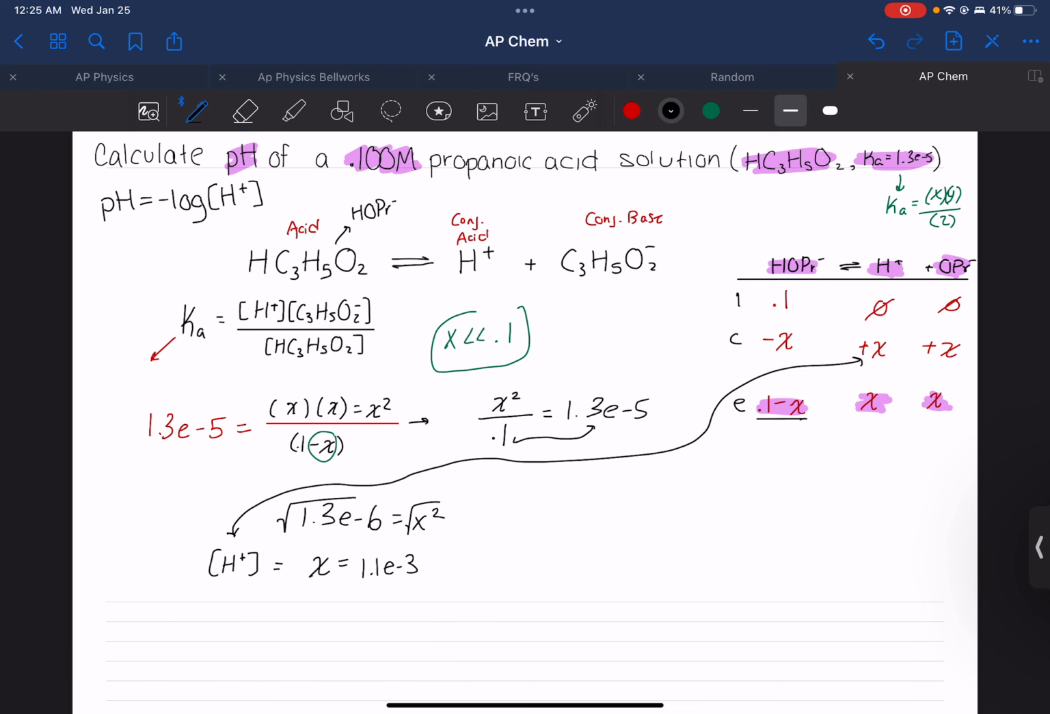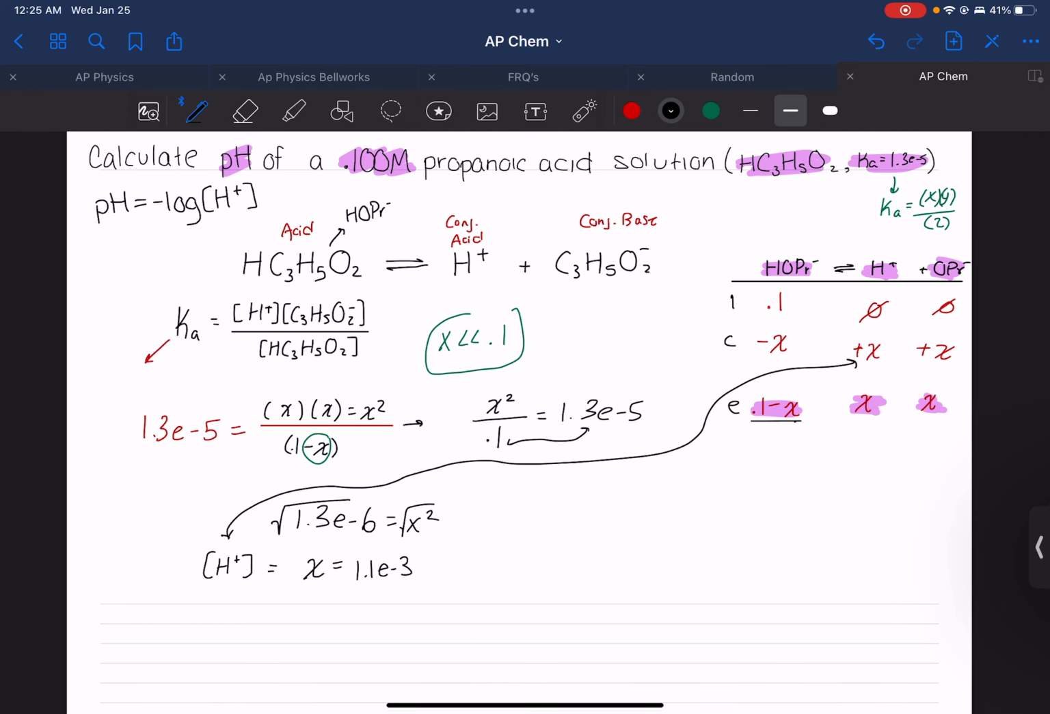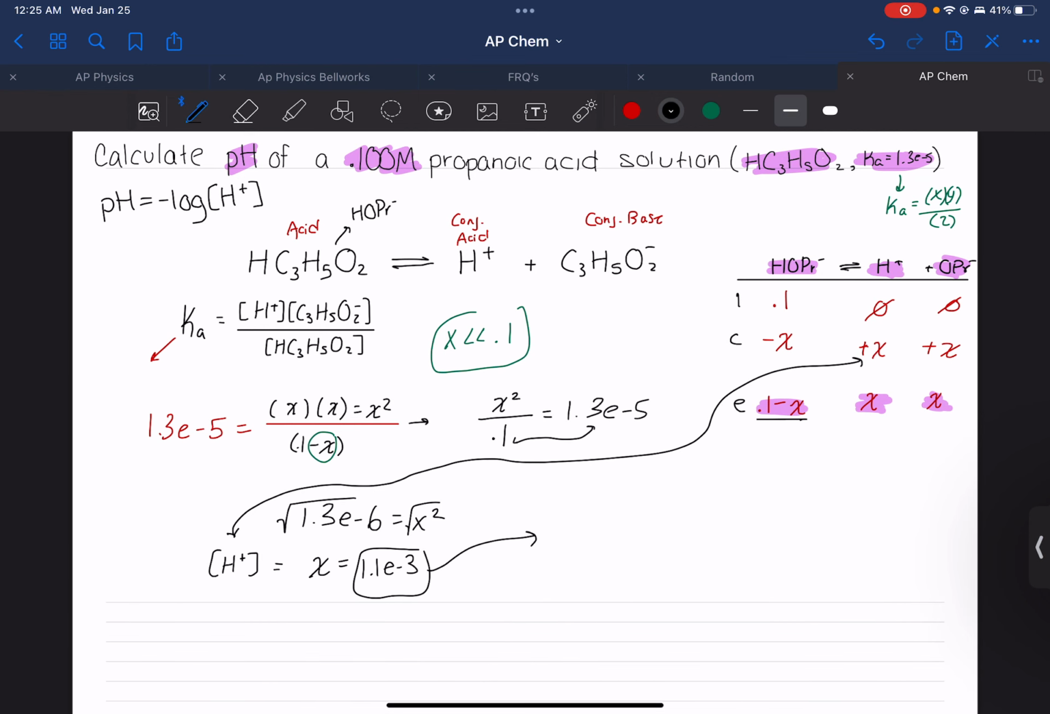So now you have to solve for the pH, and now this is the easy part. You take this value and you plug it into the formula. pH equals negative log of H+, or in this case, X. So pH equals the negative log of 1.1 E negative 3. When you type that into a calculator, you should get a pH of 2.96.